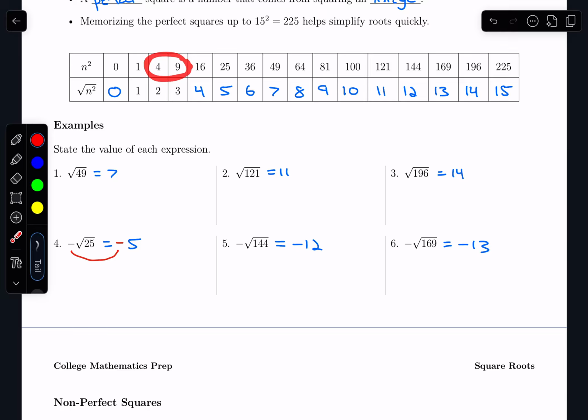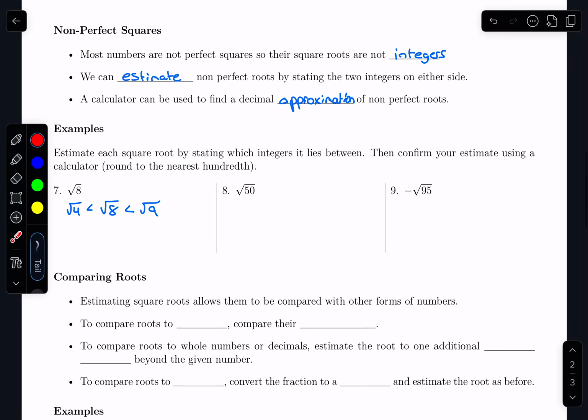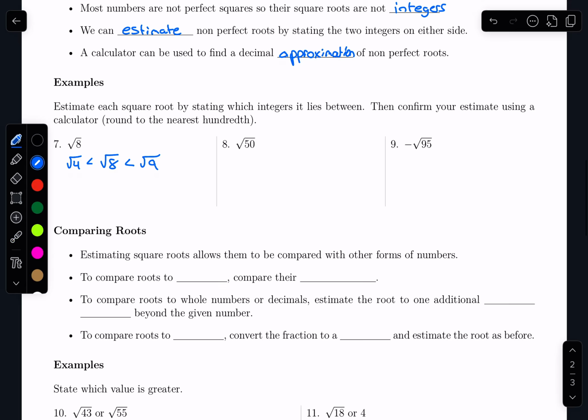Well, it's between 4 and 9. So that means that the square root is going to be between 2 and 3. So now we get that 2 and the 3 on each side of what I just wrote. Square root 4 is actually 2, and square root 9 is actually 3. So this shows us that the square root of 8 is sandwiched between 2 and 3.